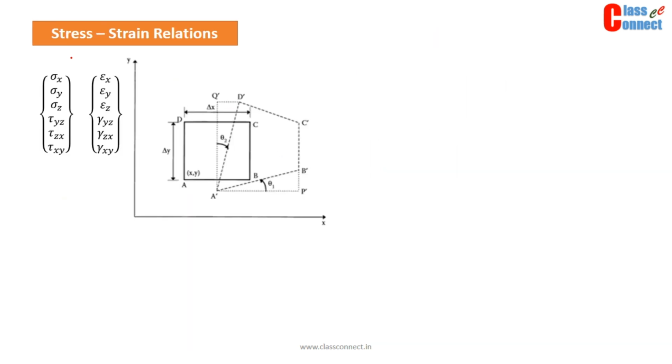Now coming to the stress-strain relations, we have 6 components of stress, as we discussed in our previous slide, for the 3D state of stress. So there will be corresponding 6 strain components, because we know from Hooke's law that stress is equal to E times epsilon. This is for the 1D case. If we expand this to the 3D case, each stress will have its corresponding strain component.